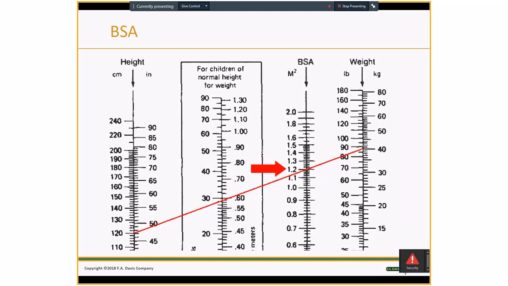But are they going to have that at the doctor's office? Are they going to have that chart? I mean, they should. Yeah, they should.